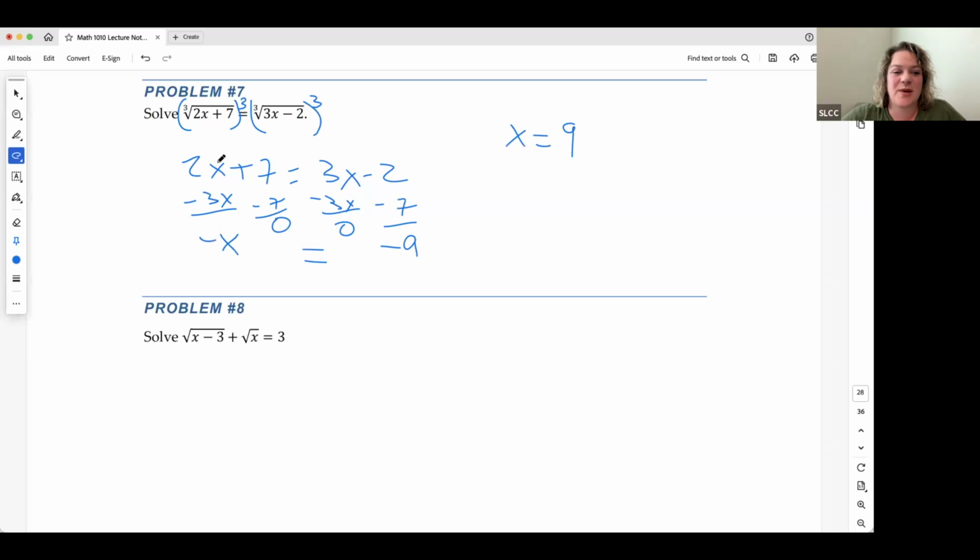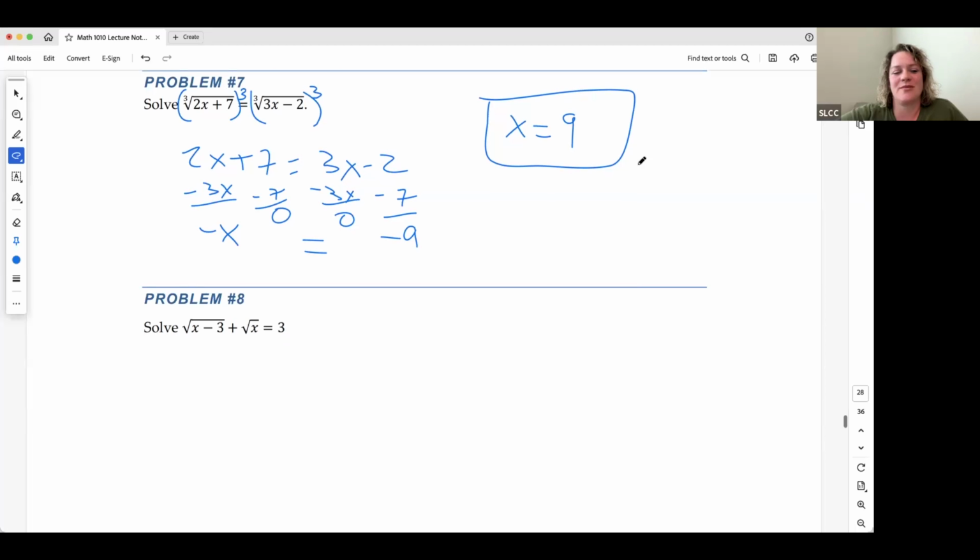Then I plug it in just to make sure it's true. 9 times 2 is 18, plus 7 is 25. So the cube root of 25. And then over here, 9 times 3 is 27 minus 2, 25. So that worked. A true solution. Now let's finish with problem number 8.